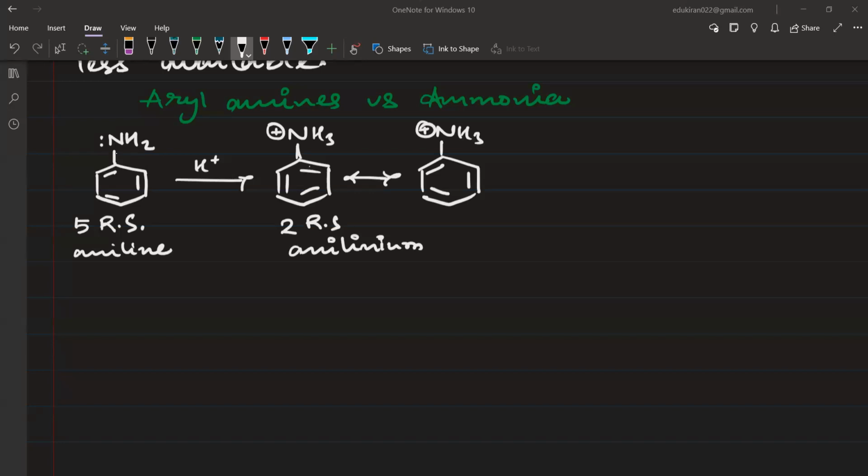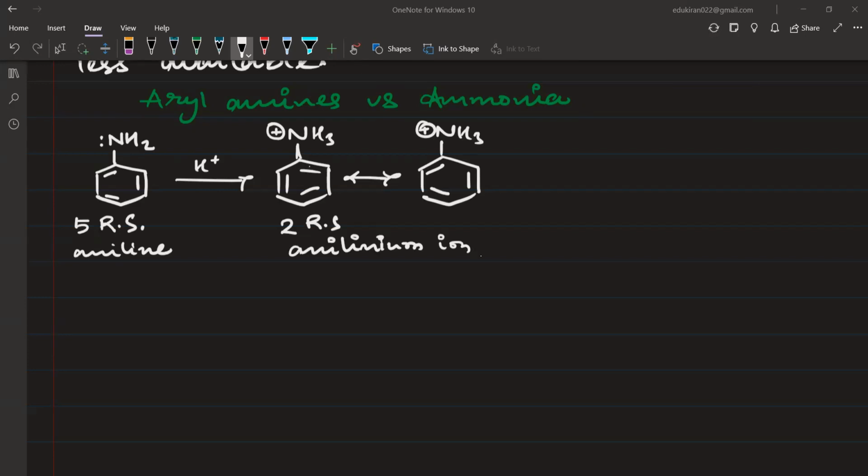And here, the positive charge is not even delocalized. Resonance is happening inside the benzene ring only. Okay, this positive charge is not stabilized. That means what? Will aniline want to convert itself to the anilinium ion? Tell me, yes or no? Which is more stable, aniline or the ion here, the anilinium ion?